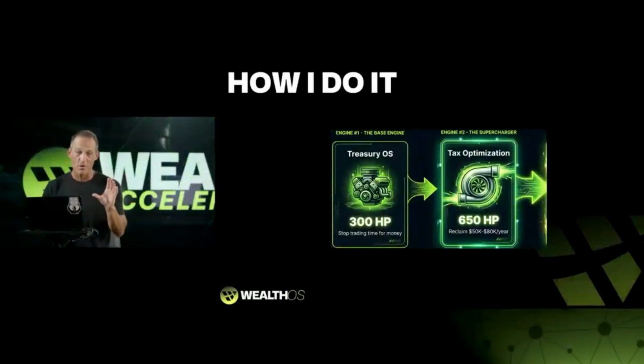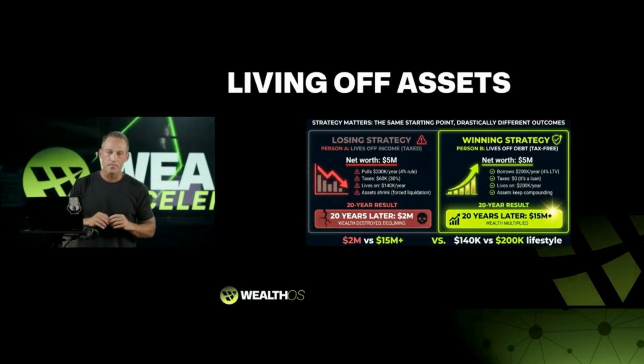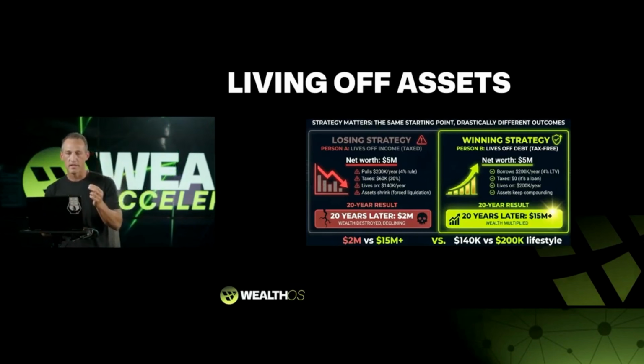Now, I built the base engine, then I stacked the supercharger on top of it using debt and depreciation. That's how I was able to build 5 times more wealth in just the last 10 years than I could in the previous decades before. That's a 650 horsepower motor. We're not quite to the 1,000 horsepower motor yet, but we're getting there. But here's the final piece.